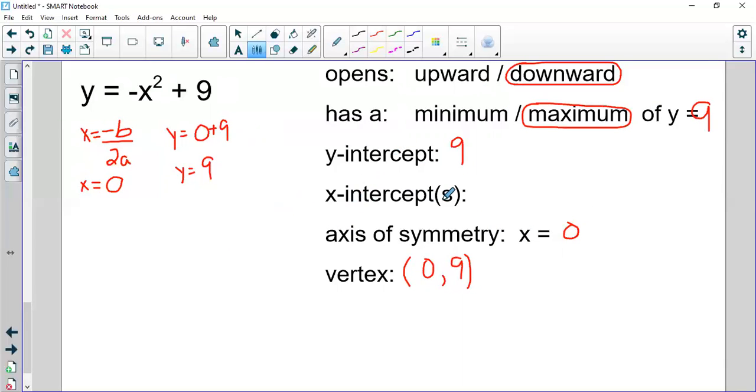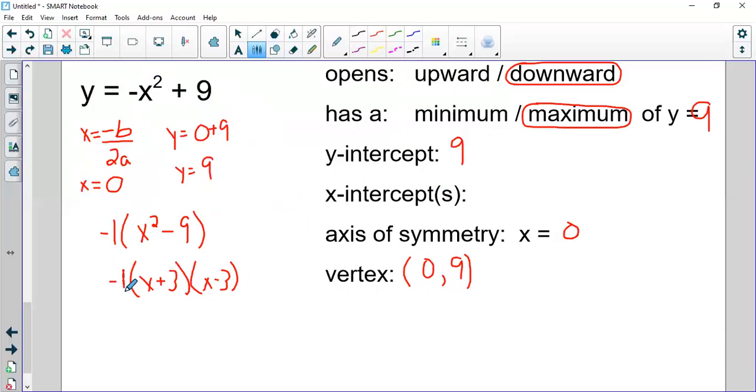My last step is to solve to get the x-intercepts. Well, I don't like a negative x squared, so I'm going to factor out a negative 1 first. If I do that, I get a positive x squared and then minus 9. And hey, check it out, I got a difference of squares. My difference of squares, factor the x squared, x and x. Square root of 9 is 3, and 3. One's a plus, one's a minus.